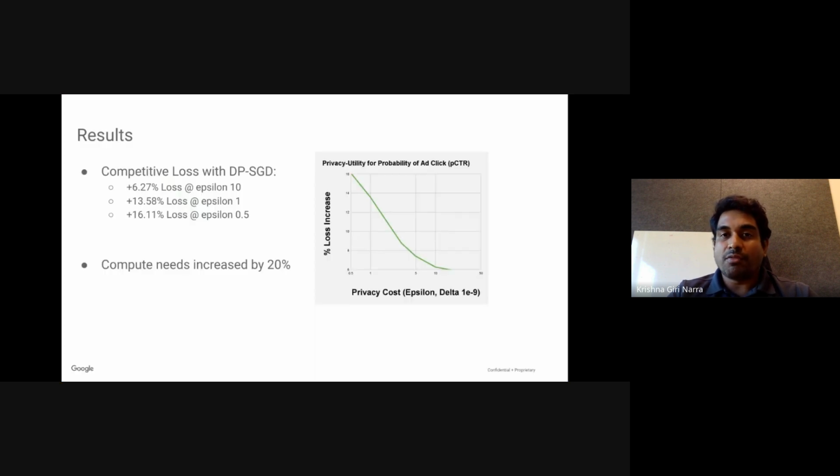With this implementation, we evaluated the pCTR model on the public Criteo dataset, and we notice competitive losses even at high privacy levels. At an epsilon of 10, which is a moderate epsilon, you can see a 6.27% increase in AUC loss. Even if we go to very low epsilons, like epsilon of 1 and epsilon of 0.5, we still notice only a competitive increase in loss. It's not catastrophic, so the model still performs well.